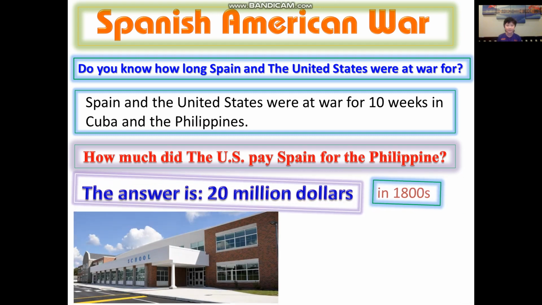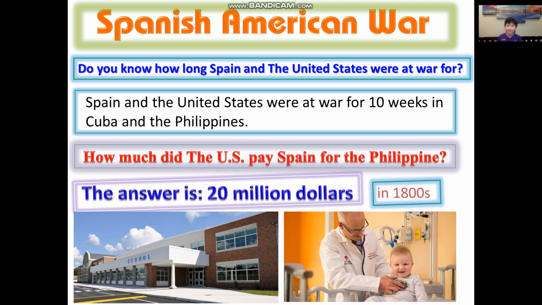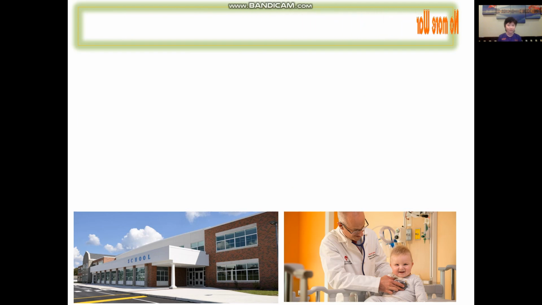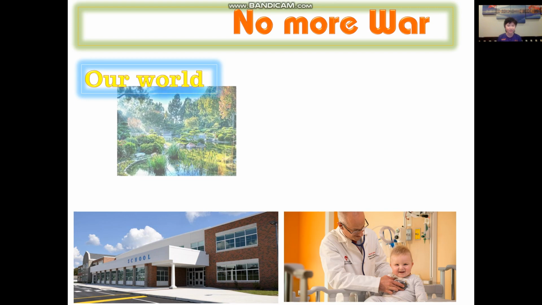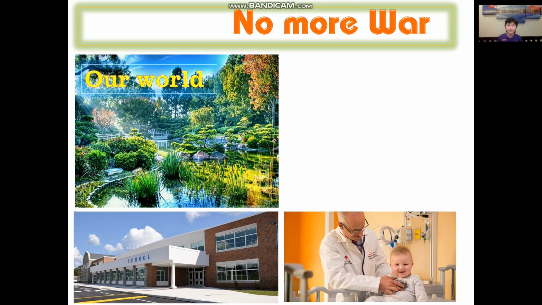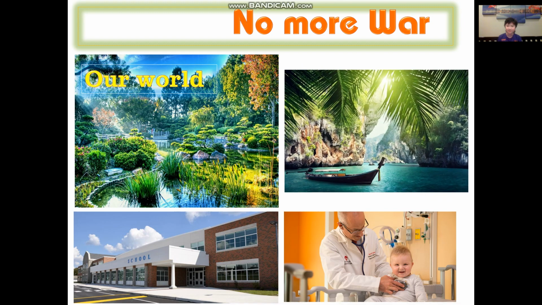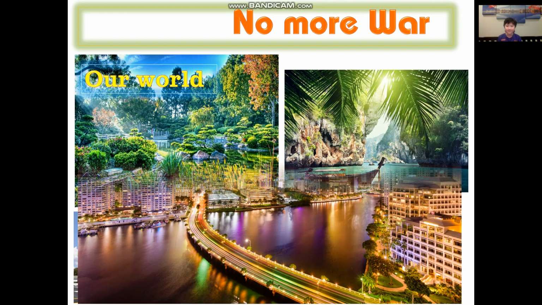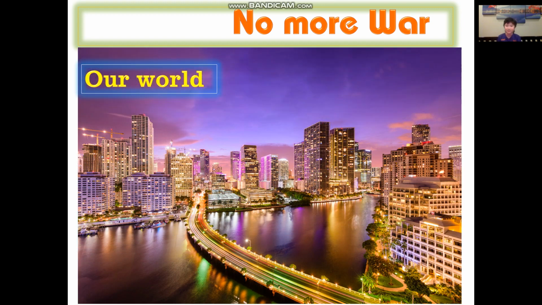I could probably build a bunch of schools and a bunch of hospitals with that. I wish there was no more war. If there was no more war, this is what our world would look like. Our world will look beautiful and peaceful. And then we could build our own home there. And we can build a city. This is what our world would look like if there was no more war.